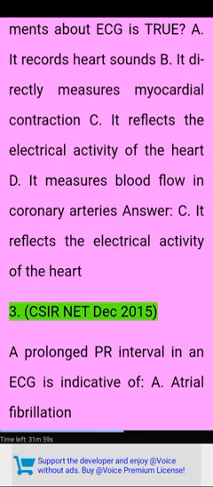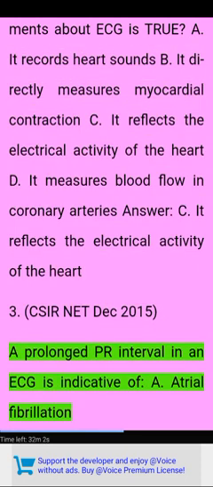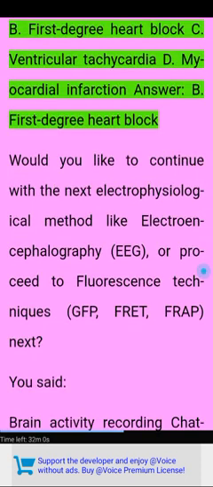3. CSIR NET December 2015. A prolonged PR interval in an ECG is indicative of: A. Atrial fibrillation. B. First degree heart block. C. Ventricular tachycardia. D. Myocardial infarction. Answer: B. First degree heart block.